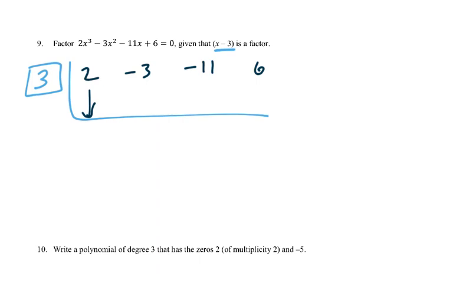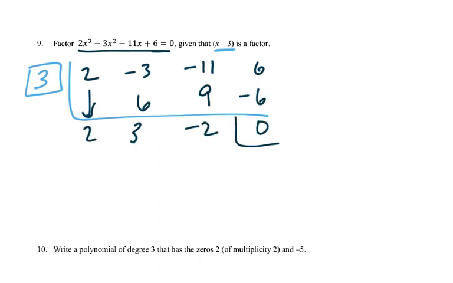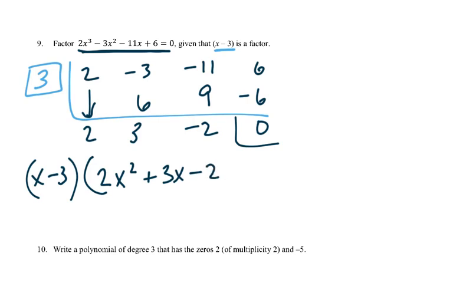I'm going to pause while I do this, which means that I can rewrite this polynomial as x minus 3 times 2x squared plus 3x minus 2 equals 0. Now I can factor this by grouping. Is that the AC method?